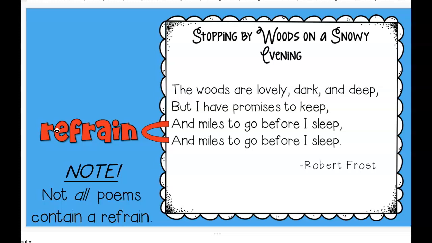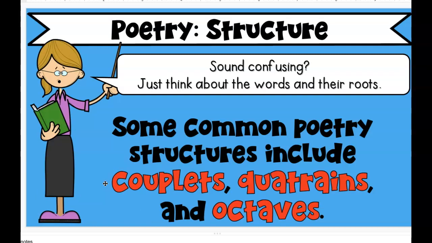This author is Robert Frost. And these two lines here, it's a refrain because this one repeats that one. And please note, not all poems contain a refrain, so don't start freaking out on me. Still on structure. Sound confusing? Okay, just think about the words and their roots. Some common poetry structures include couplets, quatrains, and octaves. And you're thinking, what? Don't worry about it.